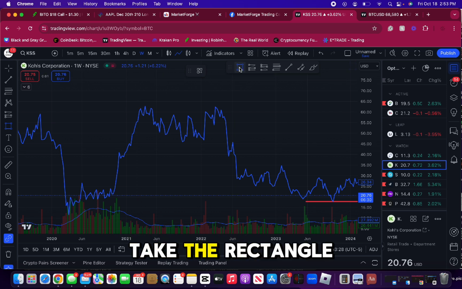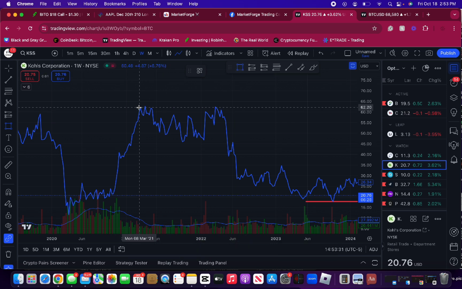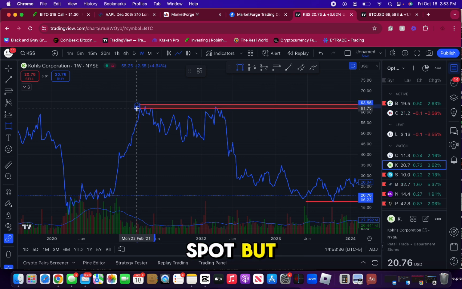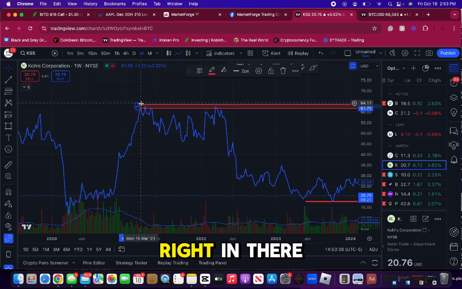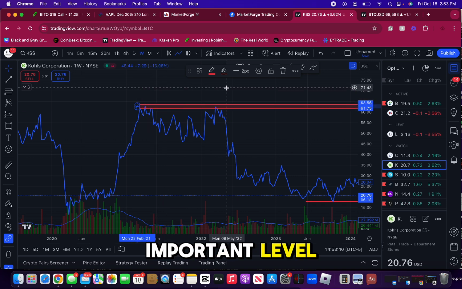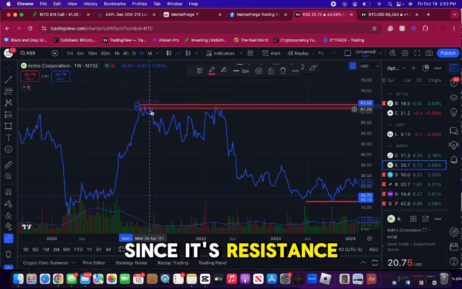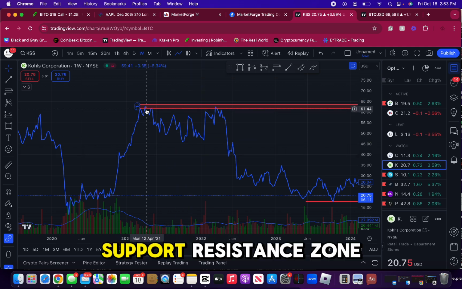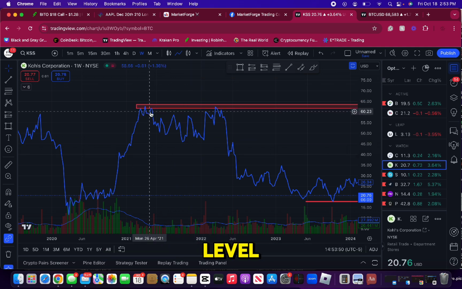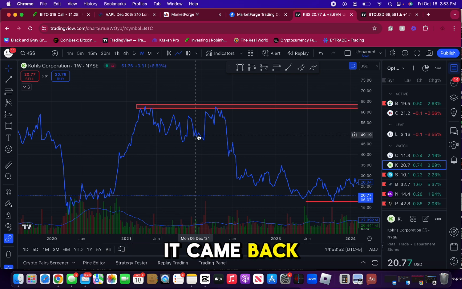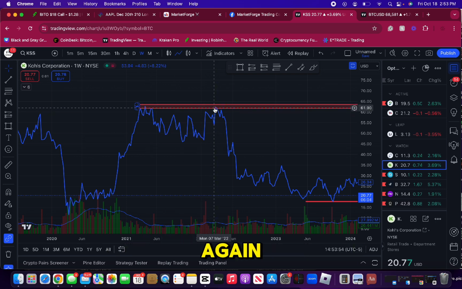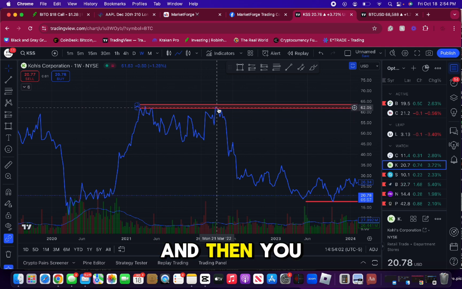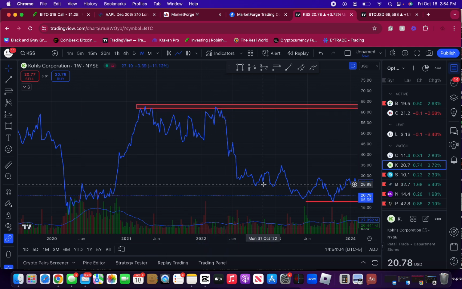I like to take the rectangle tool, and then it's a zone. It's not an exact spot, but right in there. This is an important level. Since it's resistance, I usually make it red. If it's support, I'll make it green sometimes. Support and resistance zone. So hit the level, couldn't break through, it came back down, hit the level again, validating a strong resistance level, and then you can see it dropped off.